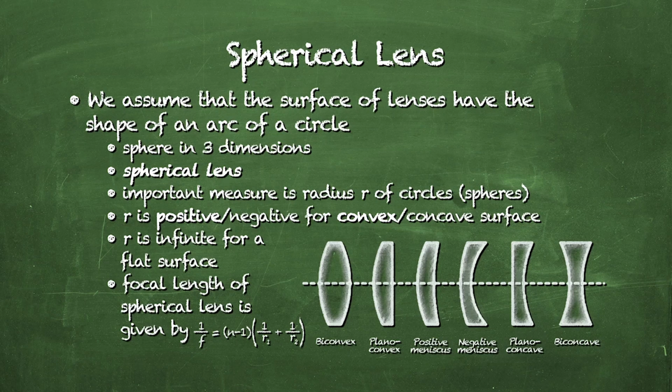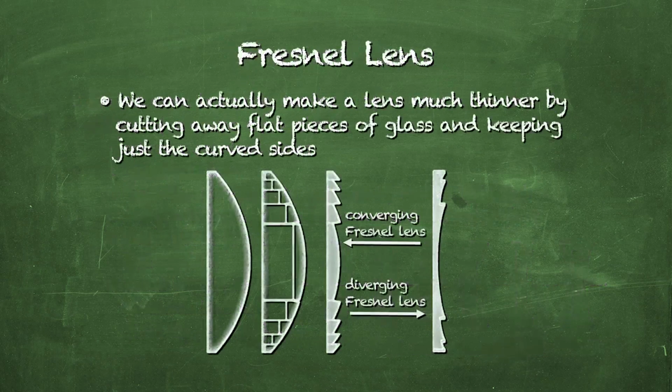Now, one thing that's both interesting and practical is that we can actually make a lens much thinner by cutting away flat pieces of glass and keeping just the curved sides. This is referred to as a Fresnel lens. And the reason why we can do that is that all of the refraction happens at the surface of the glass.